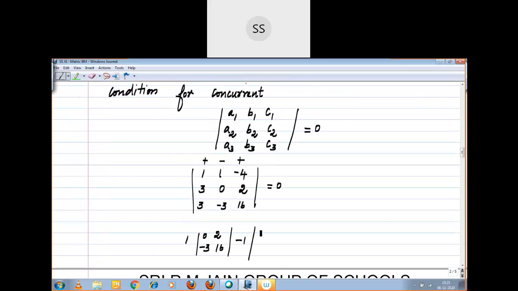Minus 1. That means you have to delete the first row and second column. The rest of the entries are 3, 2, 3, 16. Minus, third entry is positive, but here you had negative, so you put negative. Then the first row and third column should be deleted. The rest of the entry 3, 0, 3, minus 3. You want to prove that is equal to 0, right?